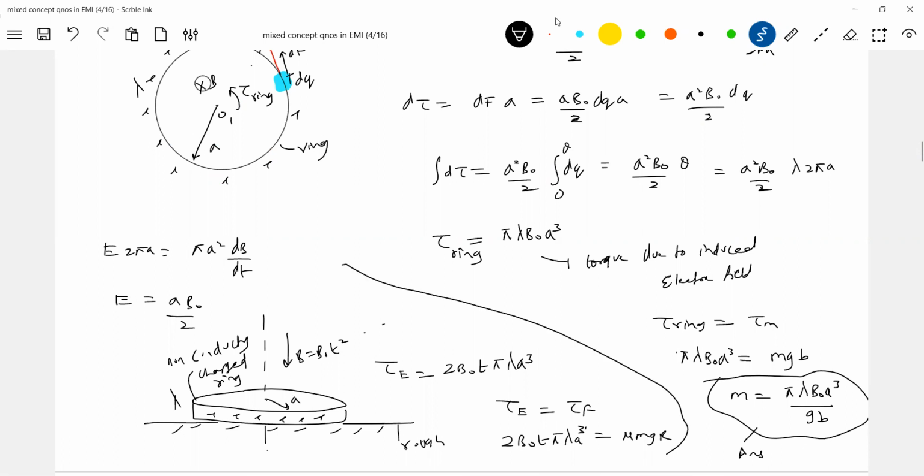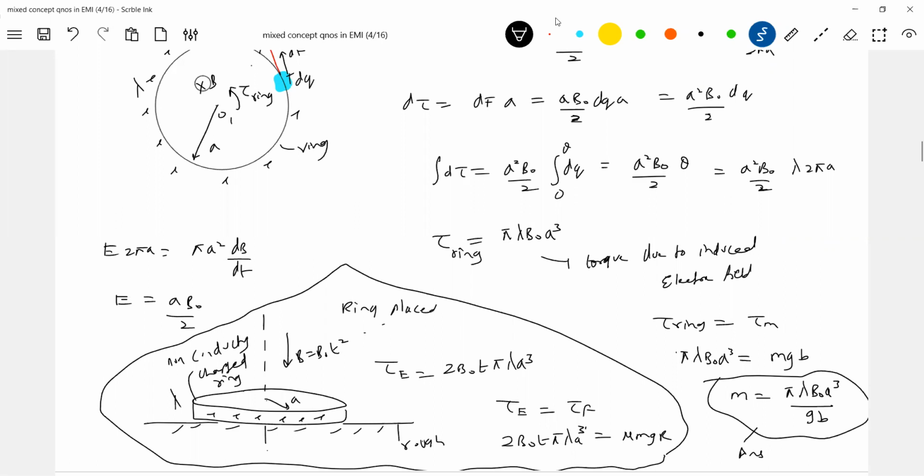This is another thing, something related to another concept. A ring placed on a rough surface: after what time does it start rotating? For t less than this value, mu mg r by 2 B naught pi lambda a cube, the ring will stay at rest. After this time, the ring starts rotating because the torque due to the induced electric field should overcome the friction. You do have all the applications. Now, straight away, application problems of the induced electric field. Due to the induced electric field, there will be torque. That torque you are going to link with rotational mechanics problems.